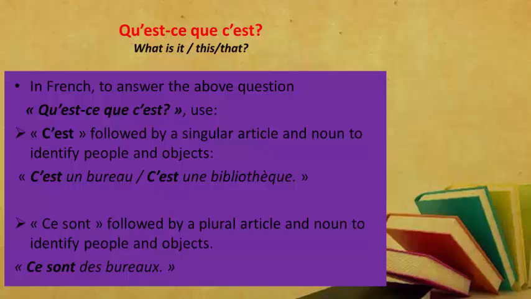Now you're presenting, you identify people and objects using c'est un pour le masculin, c'est une pour le féminin. And pour le pluriel, d'habitude, we use ce sont followed by a plural article and noun. Like when you say ce sont des bureaux, ce sont des garçons, ce sont des filles. So you can use ce sont des pour les choses et les personnes aussi.